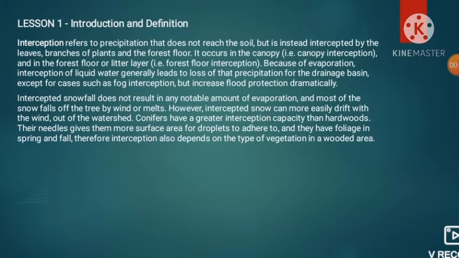Lesson 1. Introduction and Definition. Interception refers to precipitation that does not reach the soil, but is instead intercepted by the leaves and branches of plants and the forest floor. It occurs in the canopy and in the forest floor or litter layer. Because of evaporation, interception of liquid water generally leads to loss of that precipitation for the drainage basin, except for cases such as fog interception.